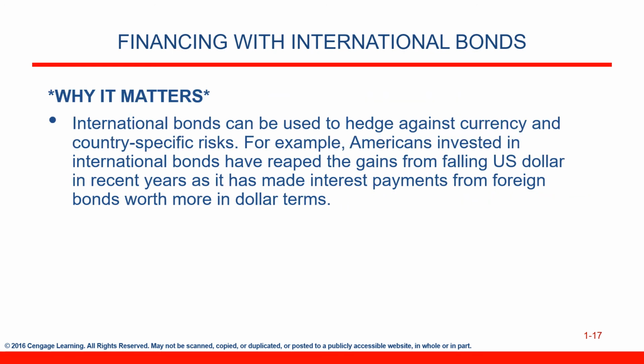So why does it really matter? International bonds can be used to hedge against currency and country-specific risks. For example, Americans who invested in international bonds have reaped gains from the falling US dollar in recent years, as it has made interest payments from foreign bonds worth more in dollar terms. Since there are risks of currency fluctuation, most domestic corporations go for hedging against the currency just to compensate for the losses from the fluctuation.